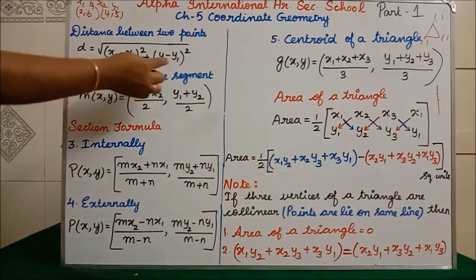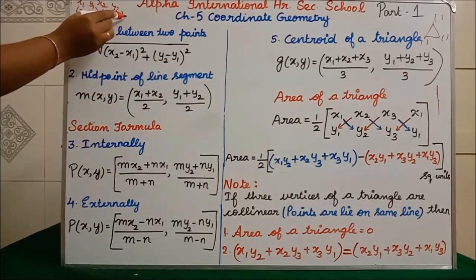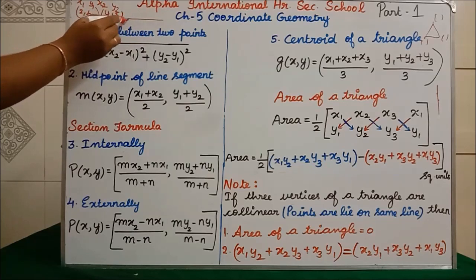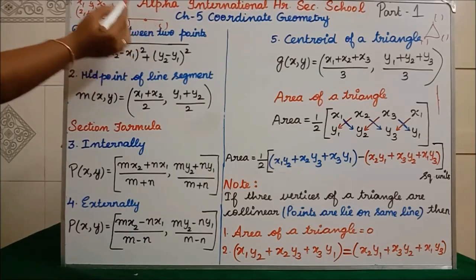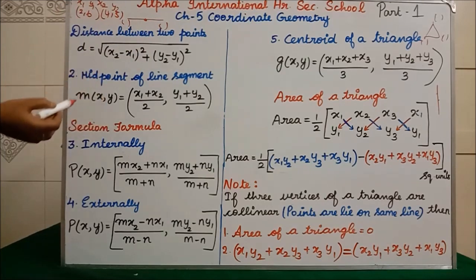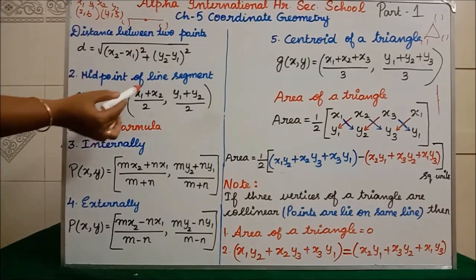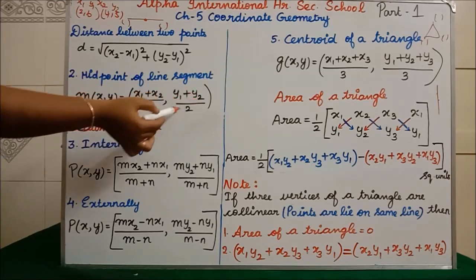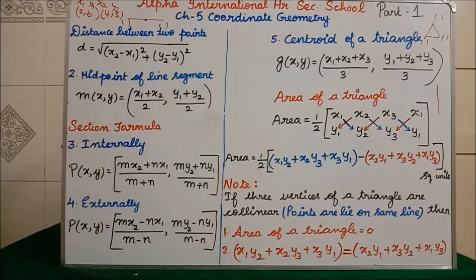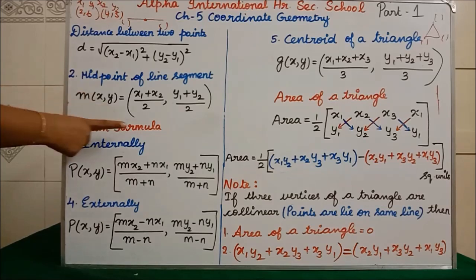Similarly, the midpoint of a line segment. Consider this is the line segment, here one vertex, here another vertex. You want to find the midpoint of the two vertices, so you apply M of x comma y is equal to x1 plus x2 by 2 comma y1 plus y2 by 2. Clear?